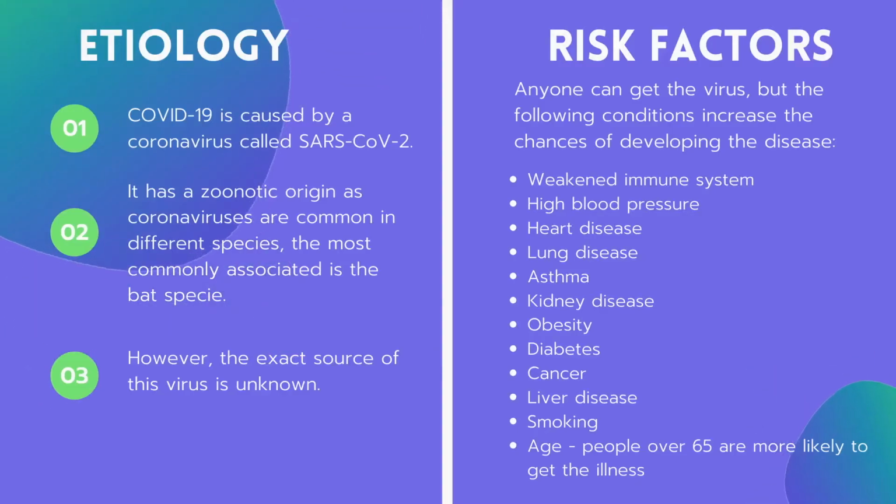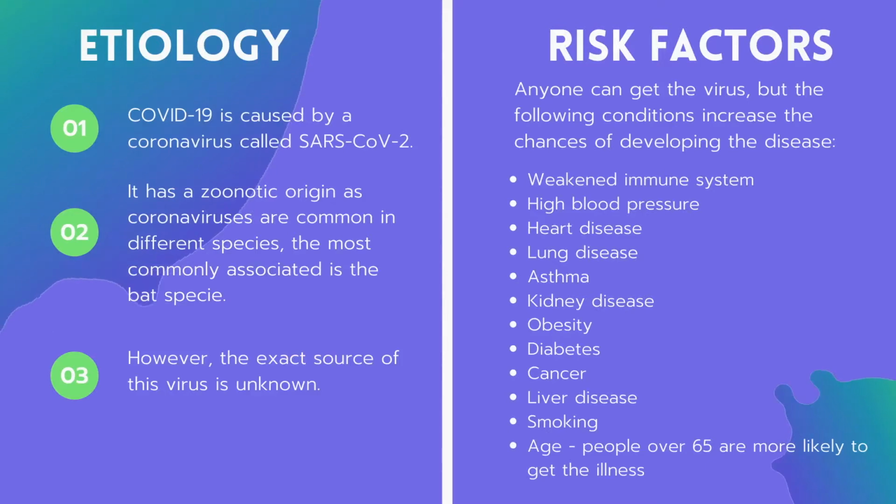Etiology refers to the cause of a disease. COVID-19 is caused by a coronavirus called SARS-CoV-2. It has a zoonotic origin as coronaviruses are common in different species, the most commonly associated one being the bat species. However, the exact source of the virus is still unknown.